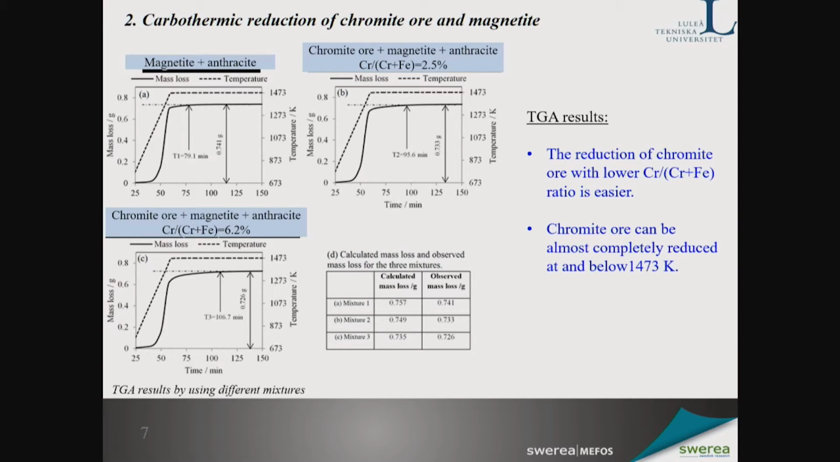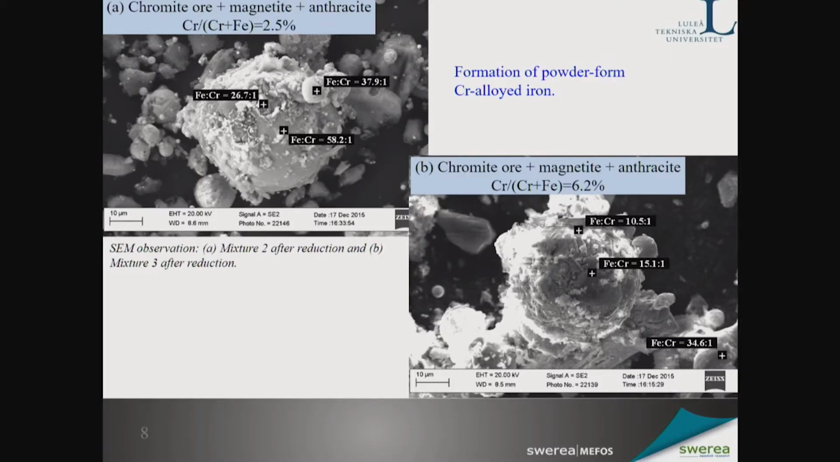the chromite ore. And by combining the results from the XRD analysis, I can tell that the chromite ore can be almost completely reduced at a temperature below 1473 Kelvin. And this is a critical temperature for the iron powder production. And these two figures show the same observation of the products, and it's seen that the products are in powder form, and it's also seen that the chromium was directly dissolved in the formed iron powder.